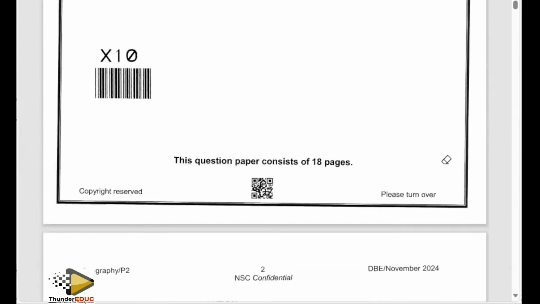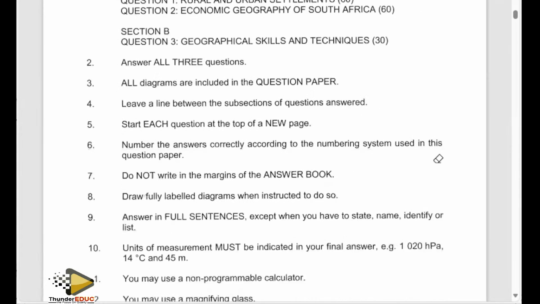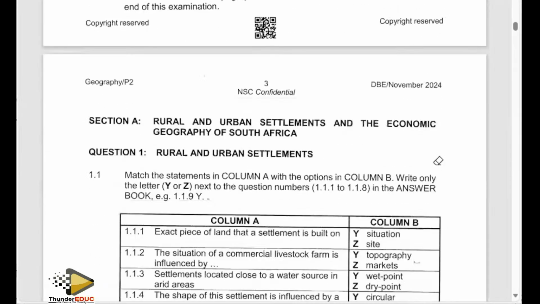As usual, we understand that our paper is comprised of two sections. Question 1 is rural urban settlements, 60 marks in the economic geography of South Africa. Section B, as usual, is geographical skills and techniques, which is composed of 30 marks. Right. Going to our first question.